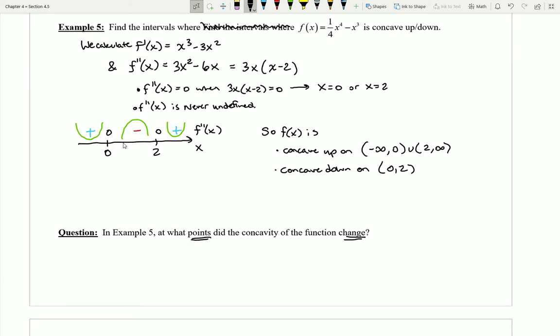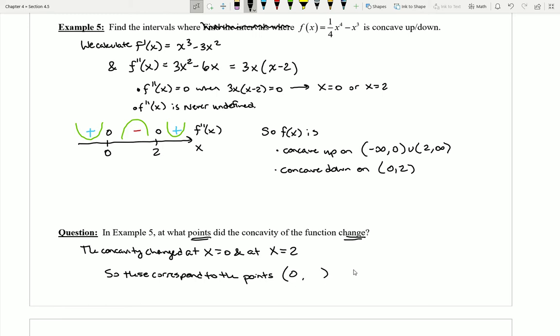So I can see here that the concavity changed at x equals 0 and at x equaled 2. So these correspond to the points 0 comma something and 2 comma something.